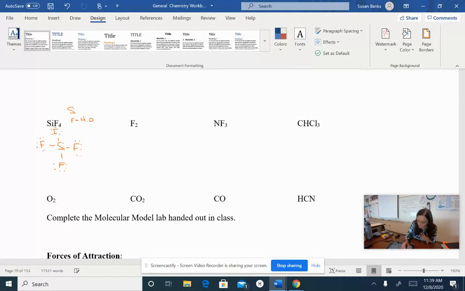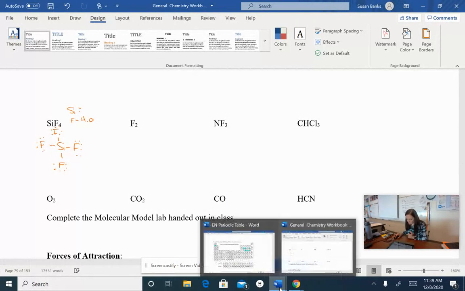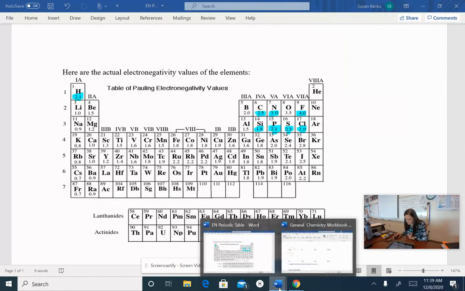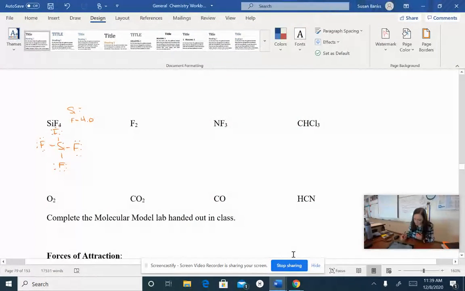Fluorine was 4.0, which was really high. Let's look at silicon. Silicon has an electronegativity of 1.8. So the difference here, and notice I'm always taking the absolute value, there's no negative values in difference here. So this will be 2.2. That's really, really high.